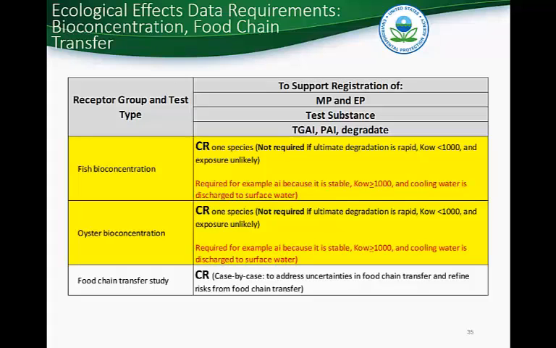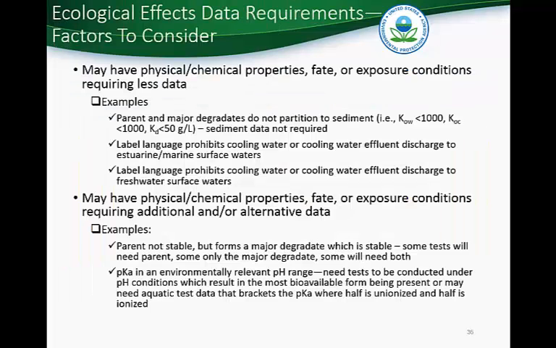A food chain transfer study is a higher tier study and is required on a case-by-case basis. In a food chain transfer study, 2 or more aquatic trophic levels are present, and the ability of the substance to transfer and increase in concentration from one trophic level to the next is evaluated.